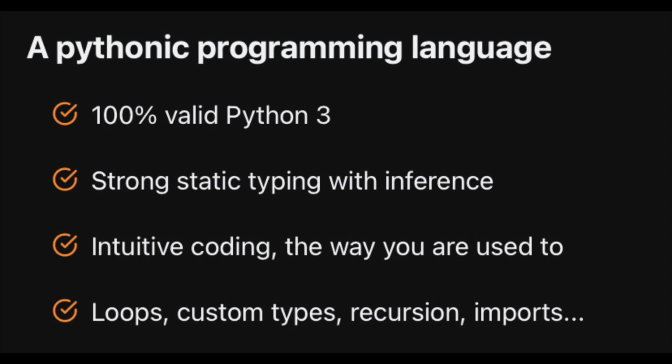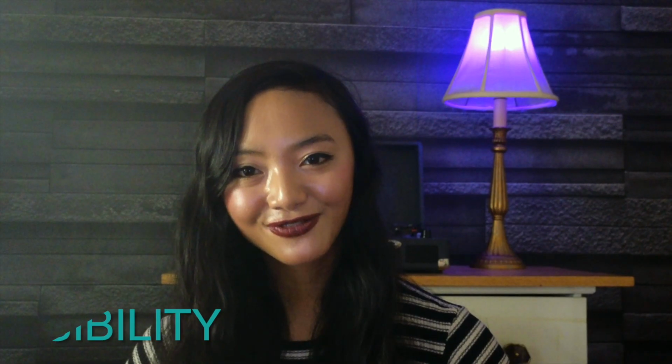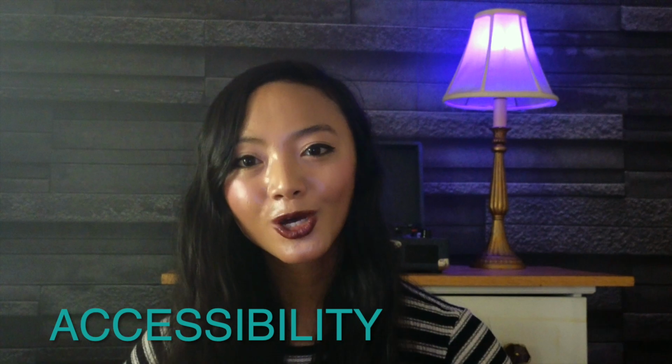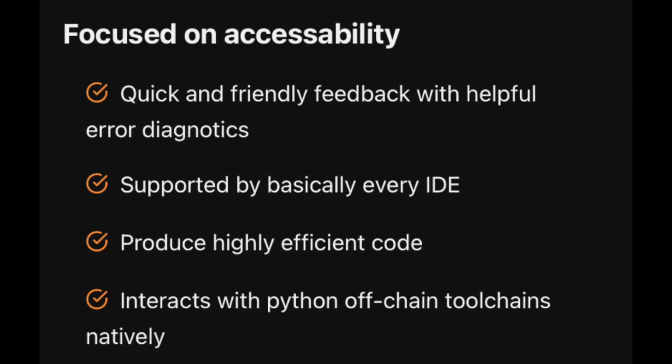It has strong static typing with inference. It has intuitive coding the way you're used to. And you can do loops, custom types, recursion, and imports. It's focused on accessibility rather than complexity. OpShin gives quick and friendly feedback with helpful error diagnostics.